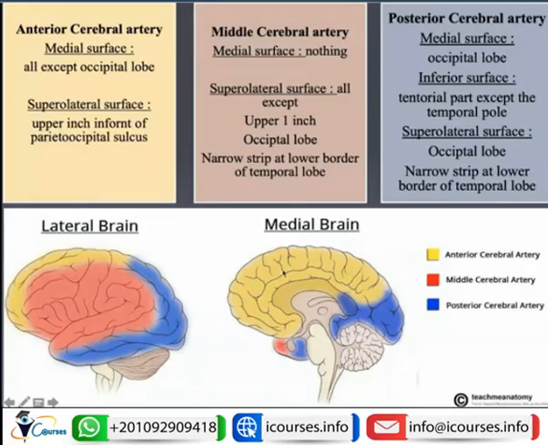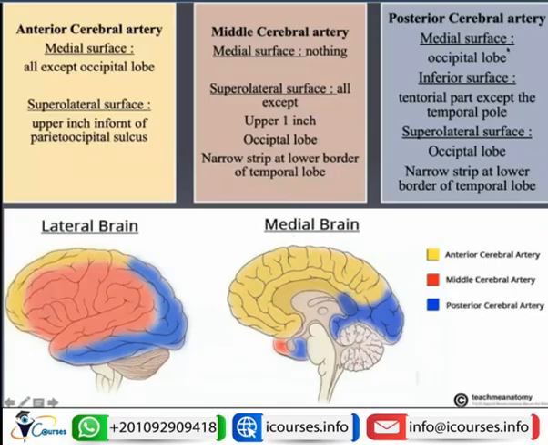The middle cerebral artery supplies the areas in red. In the medial surface, it almost doesn't supply anything, but in the lateral surface, it supplies all except the upper inch, which is supplied by the anterior cerebral artery, and the narrow strip behind the parieto-occipital sulcus. The lower border of the temporal lobe is not supplied by it, and the occipital border is not supplied by it as well.